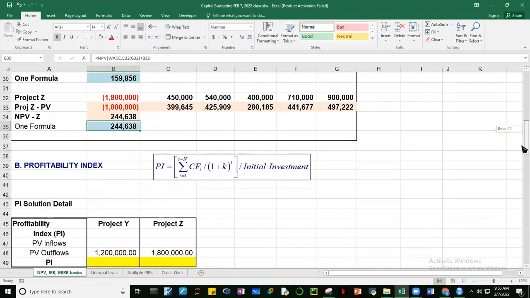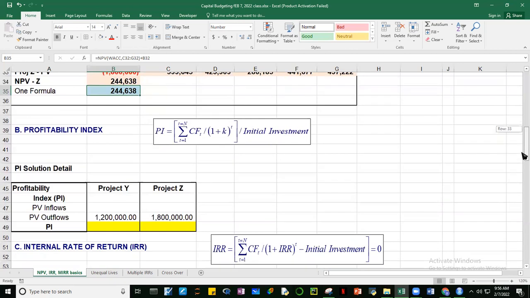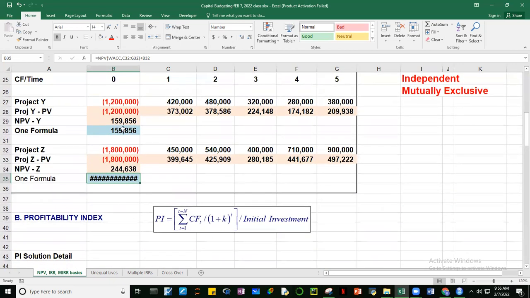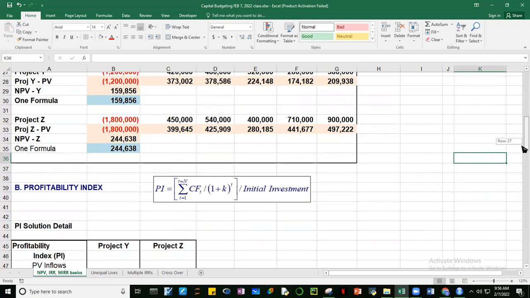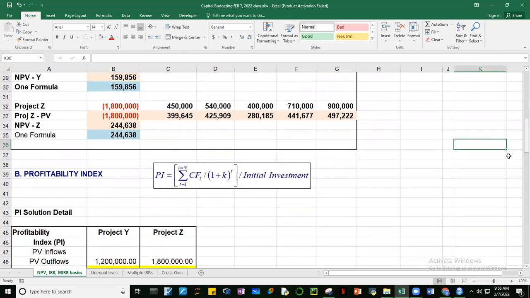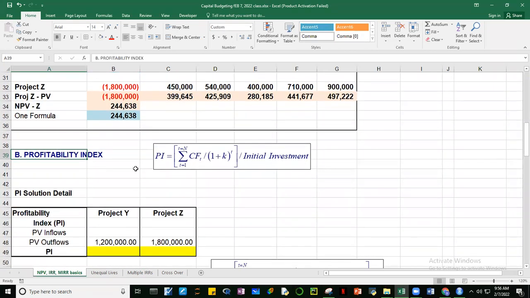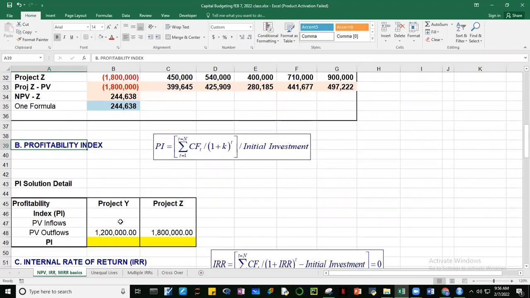Okay, now we take a look at profitability index. Now, what's the profitability index about? The profitability index tells us a per peso comparison of our projects. Okay, so let's compute this.